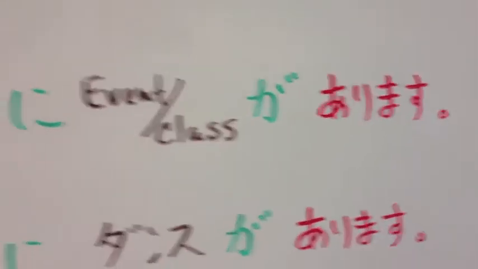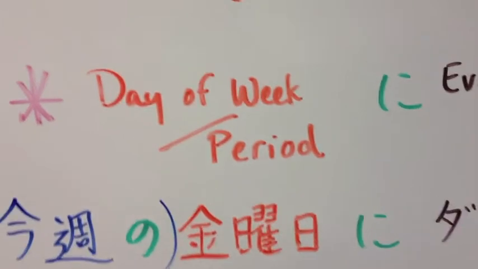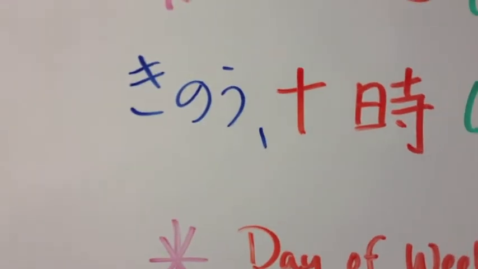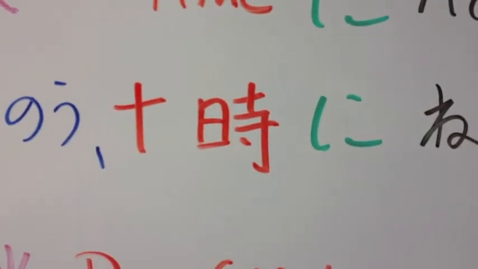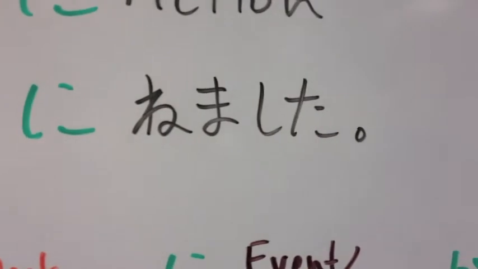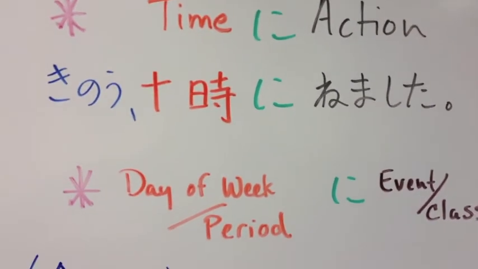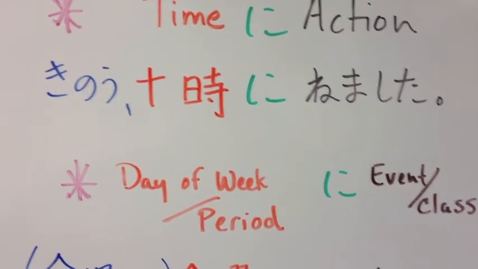Now our newest usage is ni marking a specific time when you do an action, when something happens. So up here I've got 昨日, non-specific time, so I don't use a particle ni to mark it. I just put a comma, and then I go 10時に, at 10 o'clock, 寝ました. I went to sleep. The whole thing, 昨日10時に寝ました. I went to bed yesterday at 10 o'clock.